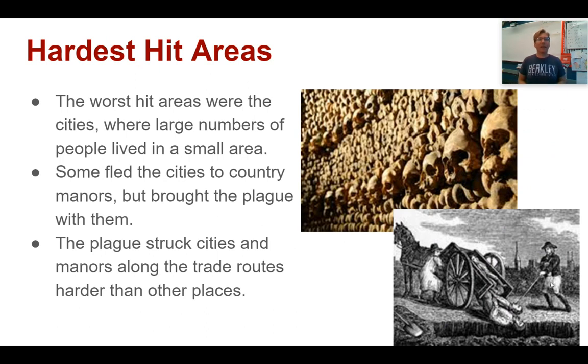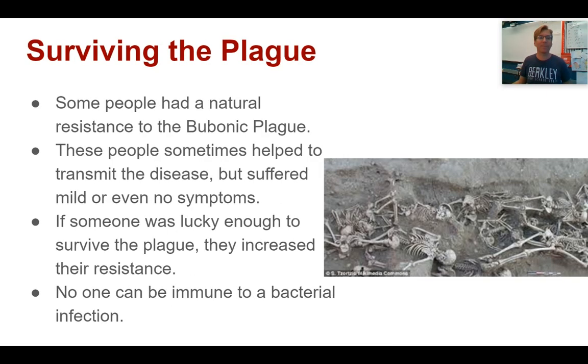All right, hardest hit areas. The worst hit areas were cities, where large numbers of people lived in a small area. They could spread the disease very easily. Some fled from these cities to country manors. They got out of the city, but then they just brought the plague with them and got everybody in the feudal manors sick as well. The plague then strikes the cities and manors along trade routes harder than others because that's where you're going to see the disease spreading most frequently.